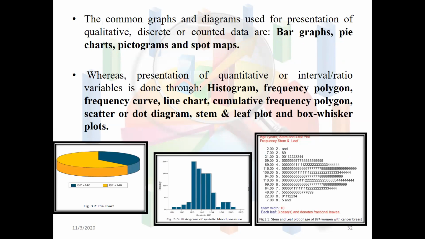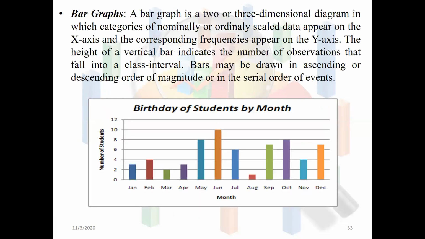The common graphs and diagrams used for presentation of qualitative data, that is discrete or counted data, are bar graphs, pie charts, pictograms, and spot maps. Whereas presentation of quantitative or interval ratio variables is done through histogram, frequency polygon, frequency curve, line chart, cumulative frequency polygon, scatter or dot diagram, stem and leaf plot, and box and whisker plots.